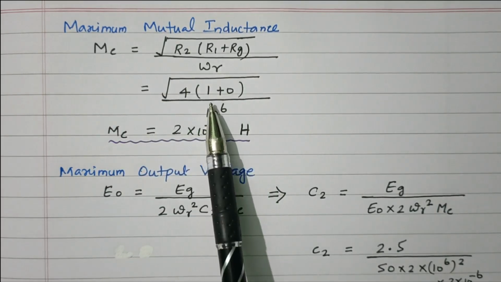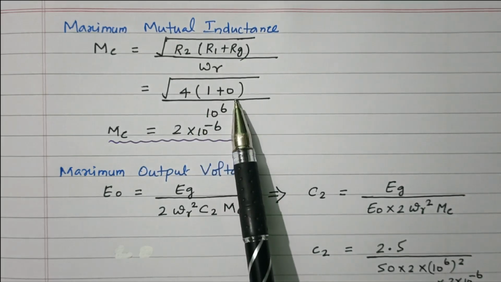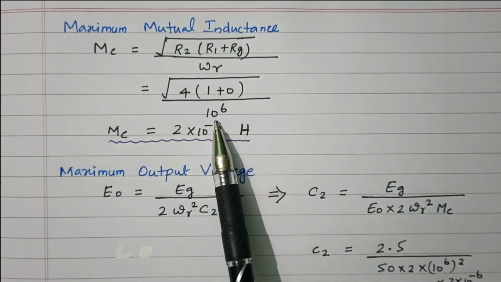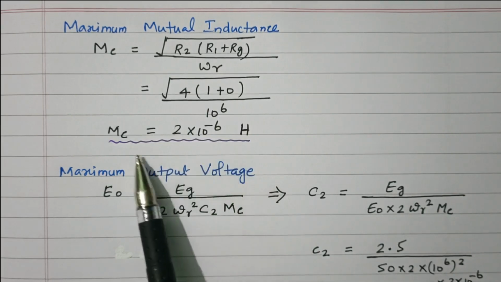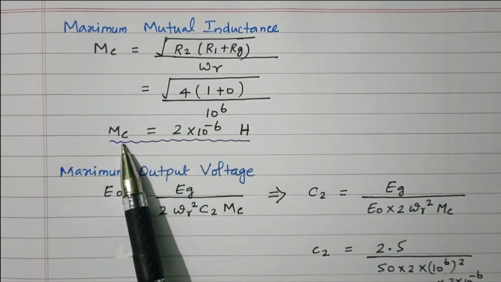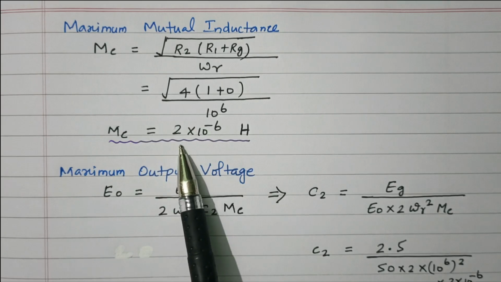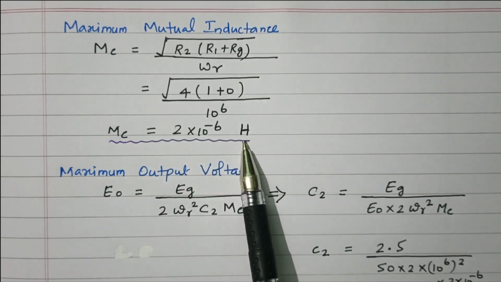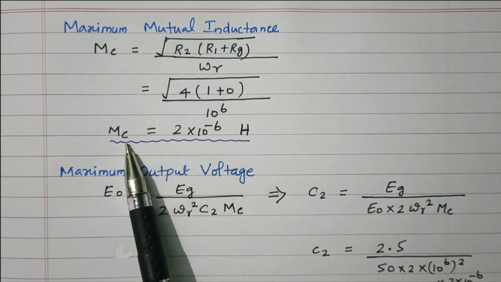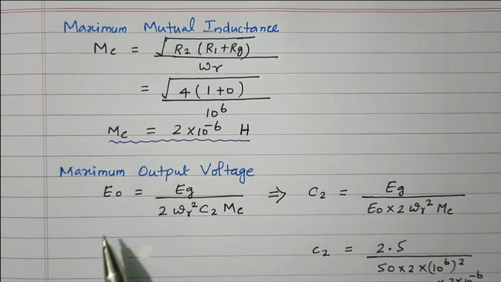R2 is 4, R1 is 1, Rg is not given, say assumed as 0, omega R is 10 to the power 6. So the critical maximum mutual inductance is 2 into 10 to the power minus 6 Henry. The critical value of mutual inductance, MC. Right. Now we'll go to the maximum output voltage.